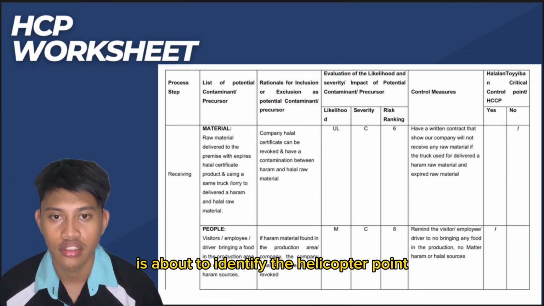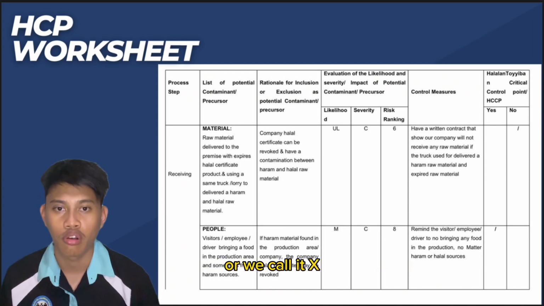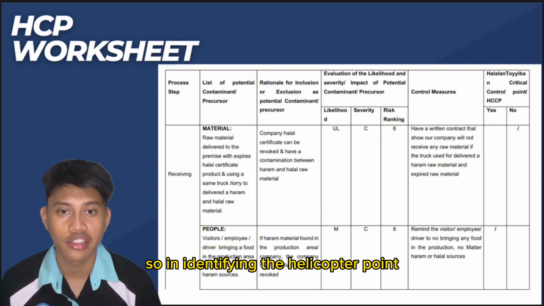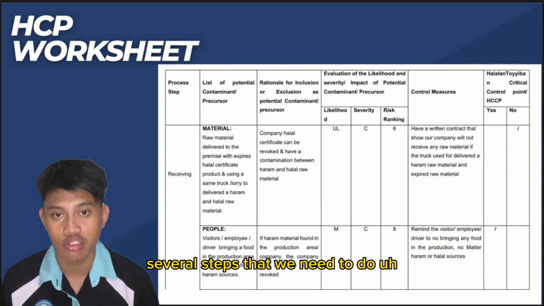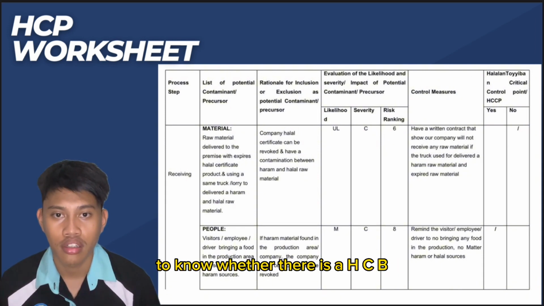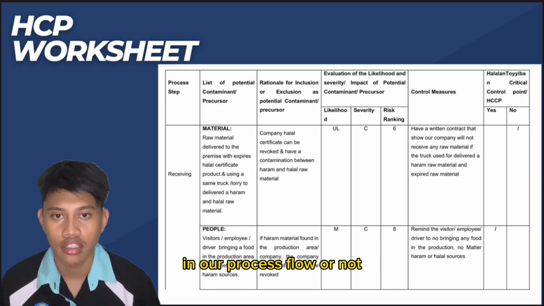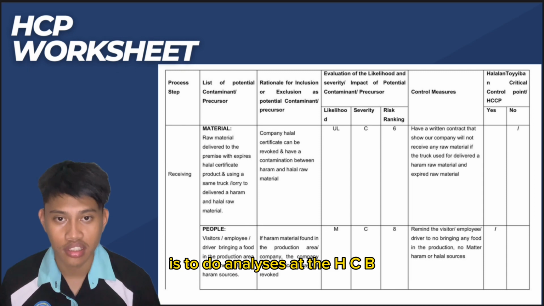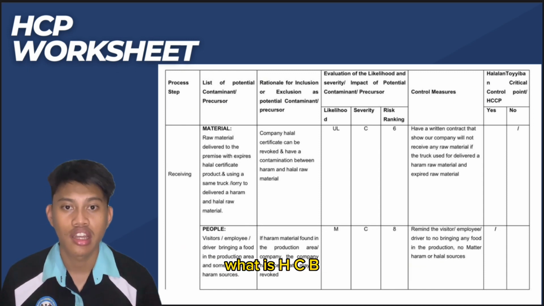The first content is about to identify the halal control point, or we call it identifying the HCP. In identifying the halal control point, there are several steps that we need to do to know whether there is a HCP in our process flow or not. The first step that we need to do is to do analysis at the HCP worksheet. So what is the HCP worksheet?